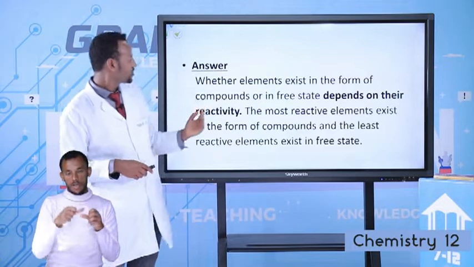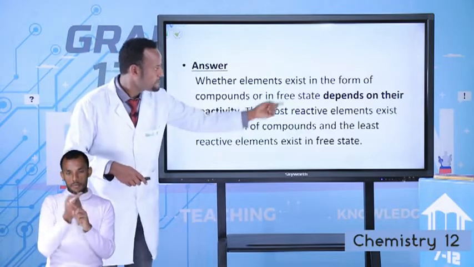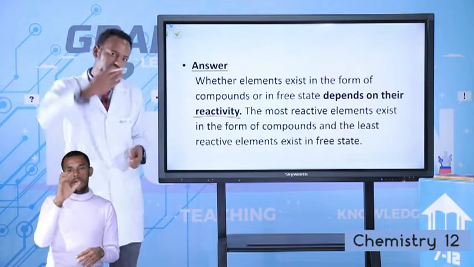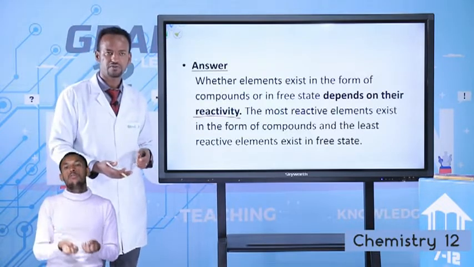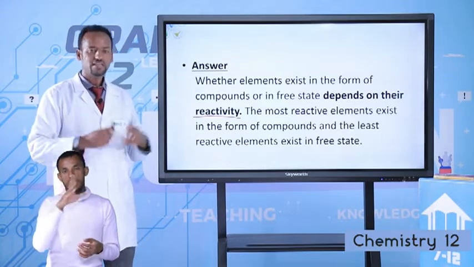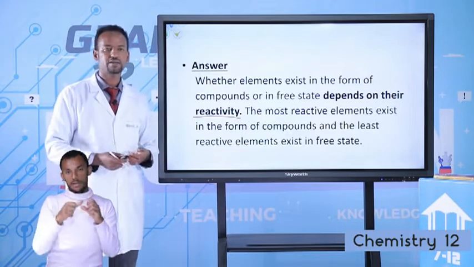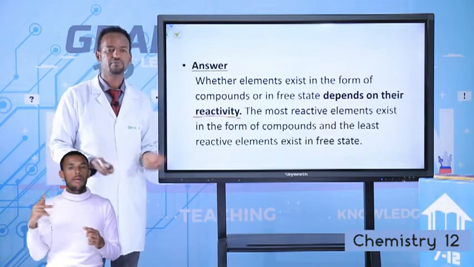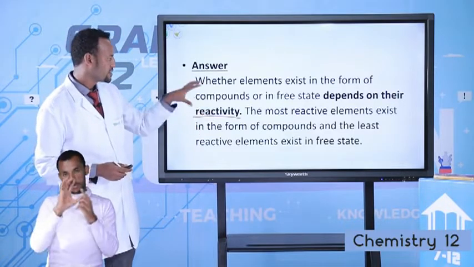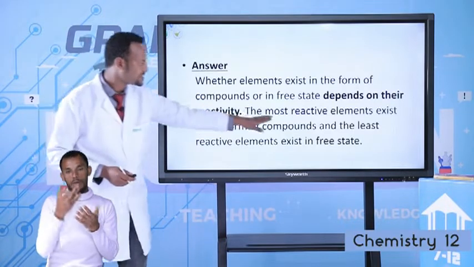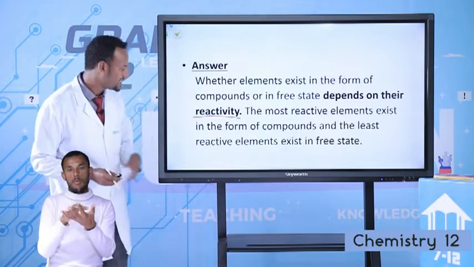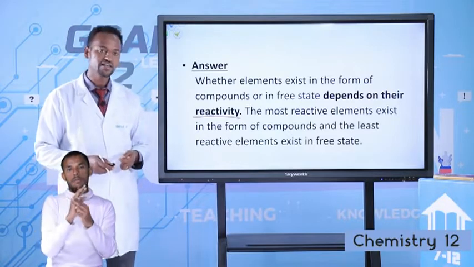Elements exist in the form of compound or in free states depending on their what? Depending on their reactivity. The most reactive elements exist in the forms of compounds, like oxide, sulfate, sulfide, and so on. The least reactive elements exist in the free state, like platinum, palladium, ruthenium, osmium, and so on. Therefore, the reason is their reactivity.